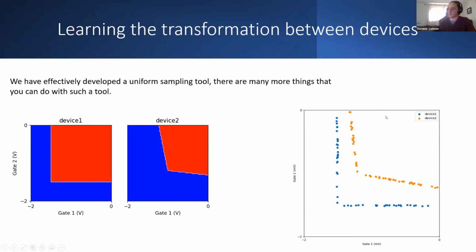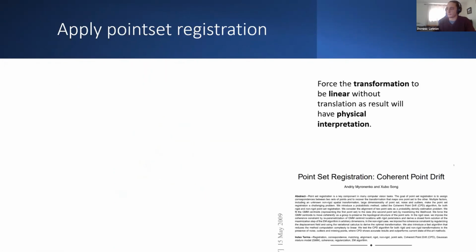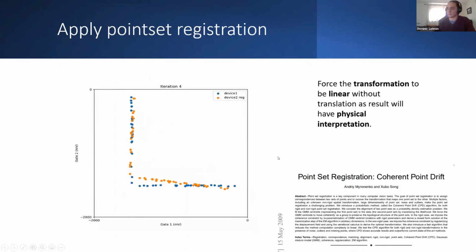What we can do is try and uniformly sample point clouds from both of the devices, and then try and learn the transformation between them. This is effectively point set registration, which is quite a common method in computer vision literature. So we do something very similar, and we apply this method here, coherent point drift, and restrict our transformation to be a linear transformation, but without translation, because that has a physical interpretation in these devices.